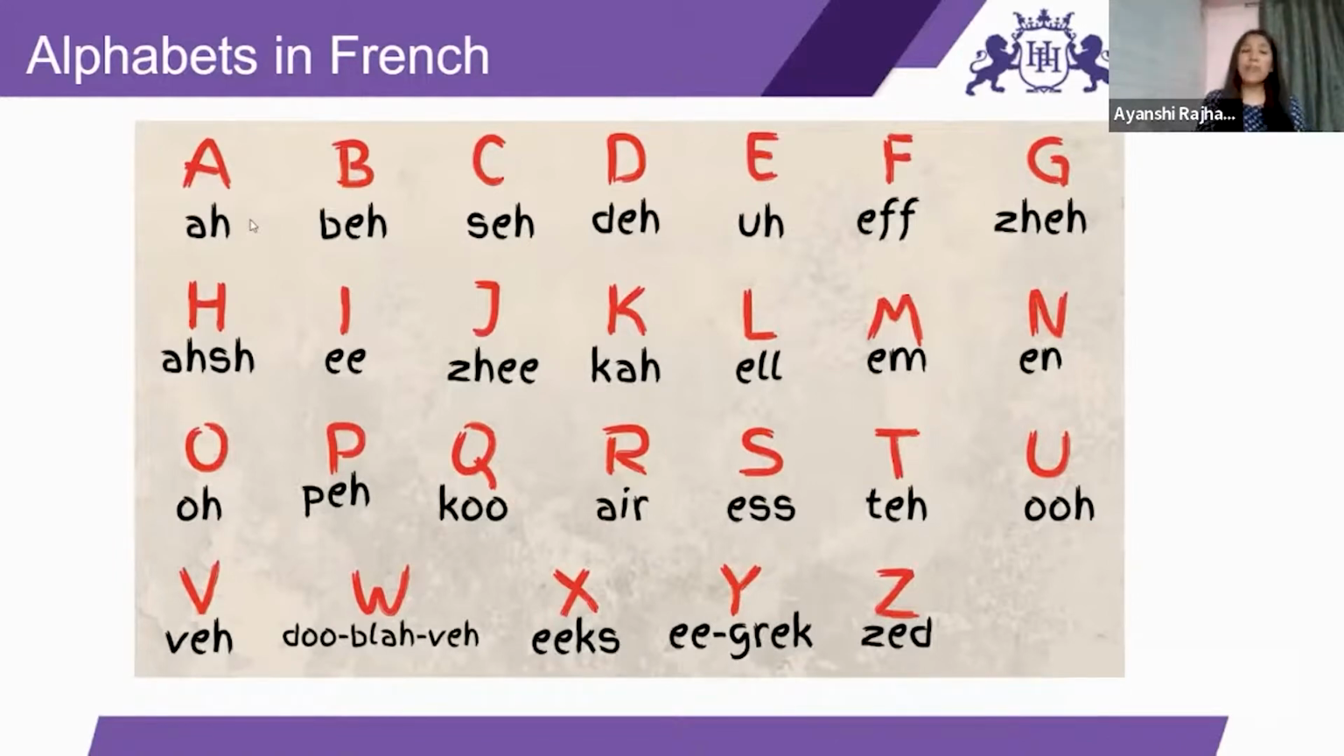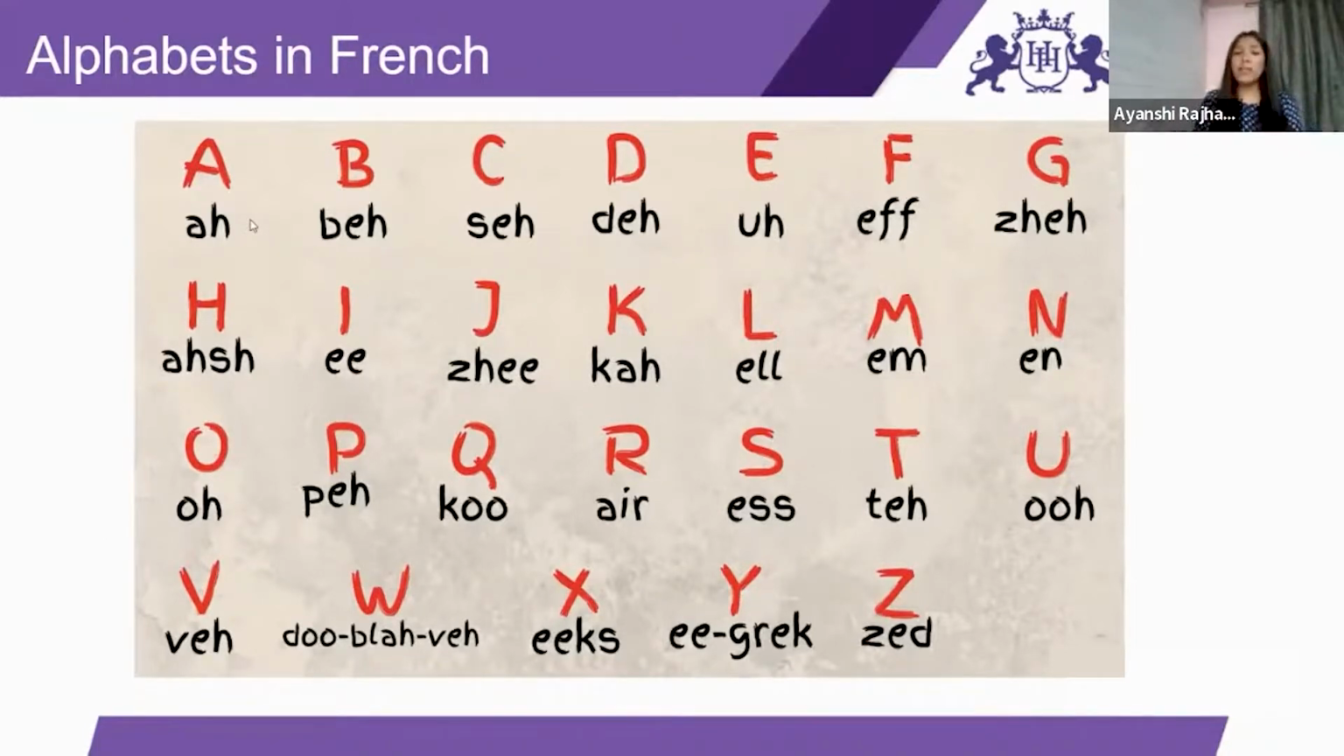After B, the next alphabet is C. The pronunciation of C in French is say, say. After C, the next alphabet is D, and the pronunciation of D in French is day. Never say it the English way, guys, that is wrong. It should be day.